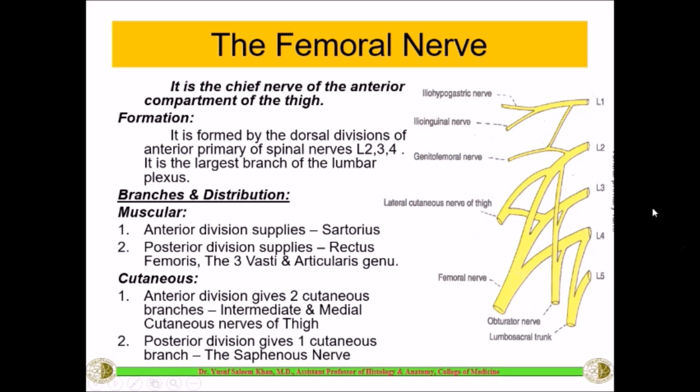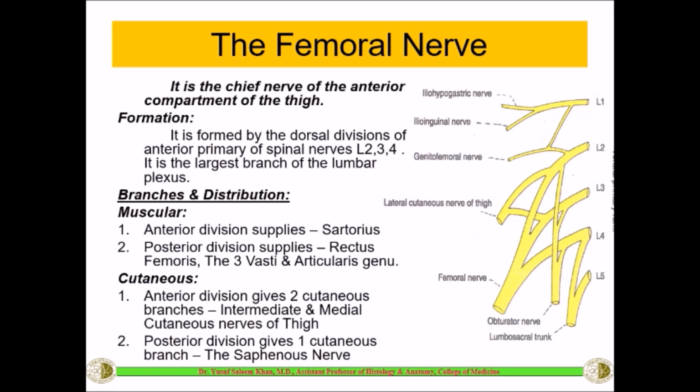If you can see here, this is the lumbar plexus, and the nerve is formed by the dorsal divisions of the anterior primary rami of the spinal nerves L2, L3 and L4. These are the dorsal divisions, and the ventral divisions will form the obturator nerve. The femoral nerve is formed by the dorsal division. You remember this, dorsal means posterior. As I said, the thigh has rotated and the posterior compartment has come to the anterior compartment.